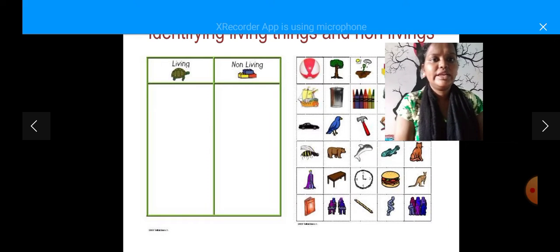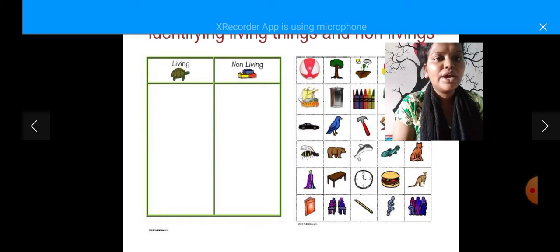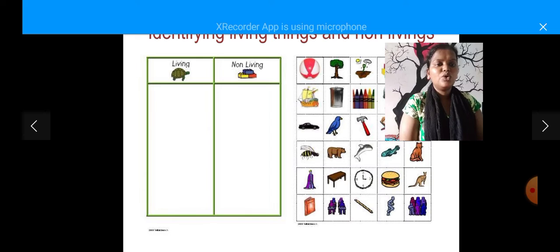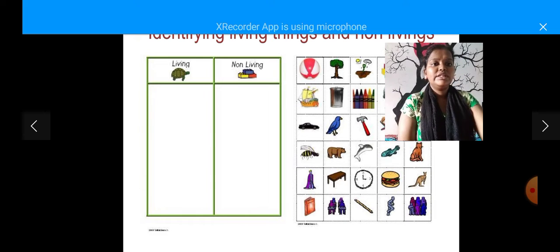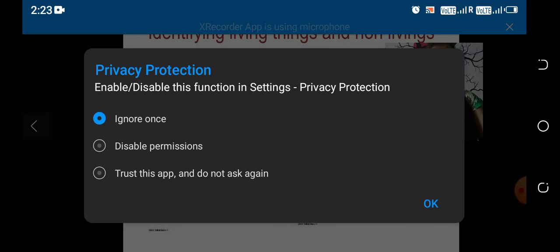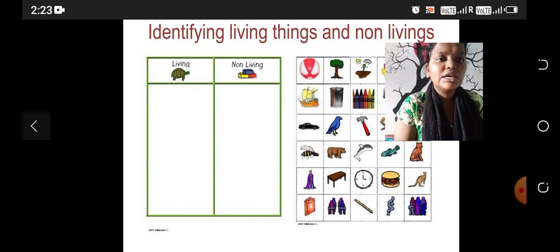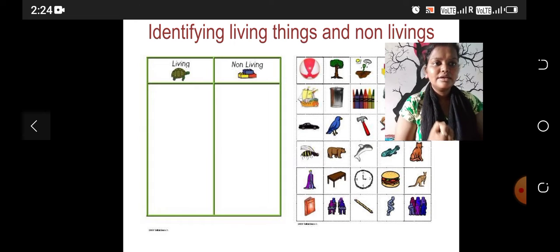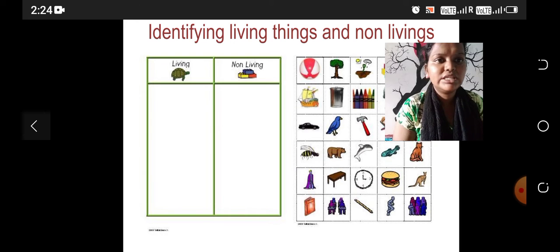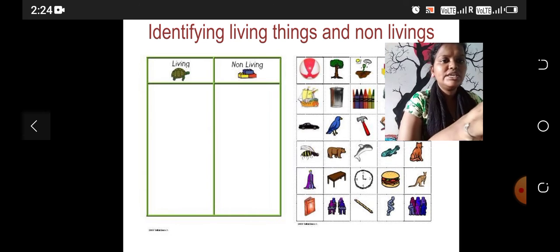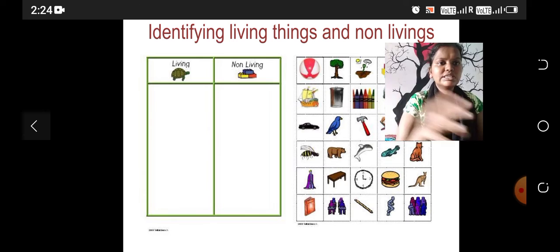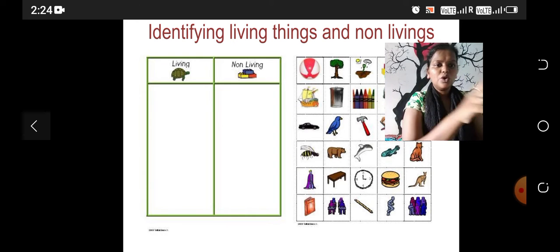Okay, next. In this picture, can you identify what is a living thing and a non-living thing? Living things are birds, duck, hen. These animals in this picture are all living things. The toys, tree, mountains, and others are all non-living things.